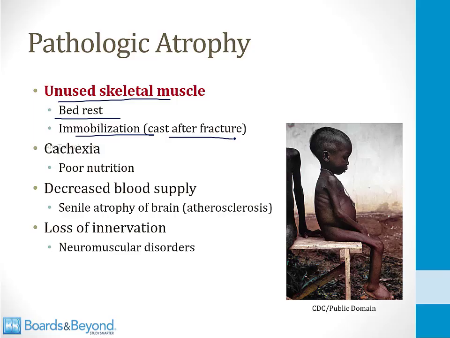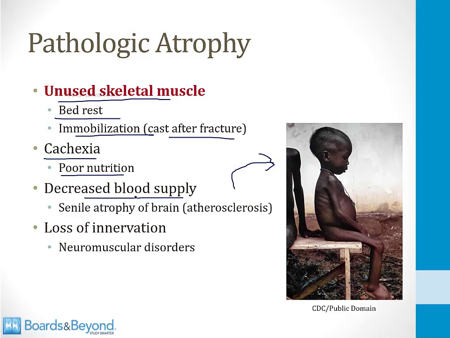And this is a big problem in elderly patients who are hospitalized for a long period of time. When they get out of the hospital, they are often deconditioned and have a lot of trouble doing their daily activities. That's because they've had skeletal muscle atrophy from prolonged bed rest. Cachexia is a form of wasting in the setting of poor nutrition. This is a child from a country that has famine and starvation, and all of his organs and his muscle tissue are undergoing atrophy because of poor nutrition. If there's decreased blood supply to an organ, it can atrophy.